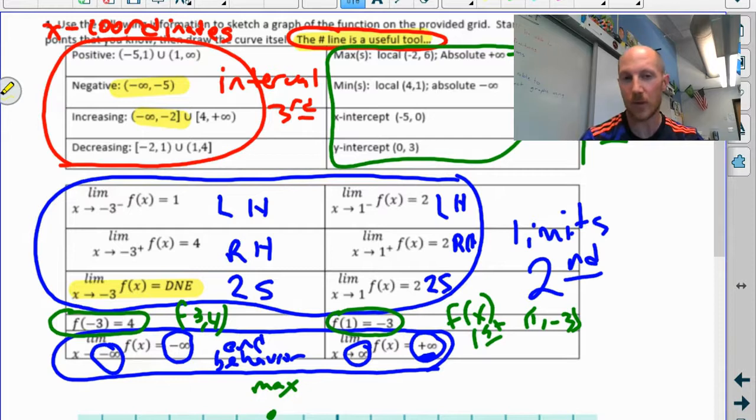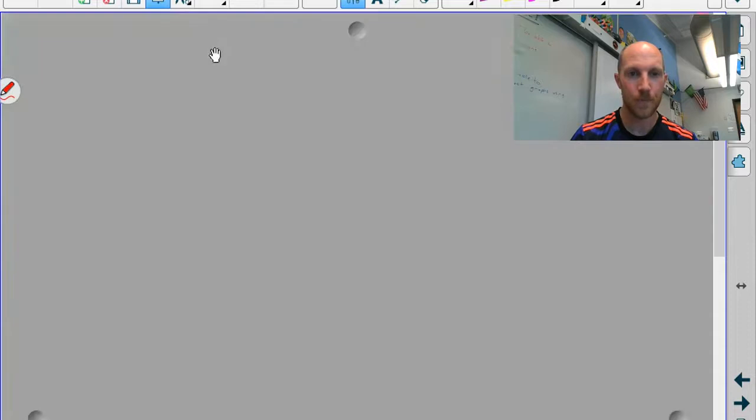So there are two intervals that start at negative infinity, the negative interval and the increasing interval. The negative interval starts at negative infinity and goes until -5. So it would be below the x-axis until I come across the graph to -5. And increasing is a longer interval. It starts at negative infinity, but continues increasing all the way until an x value of -2.